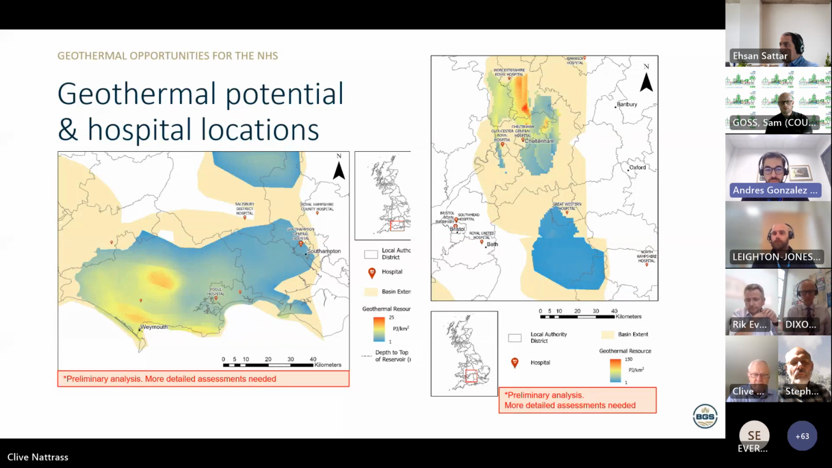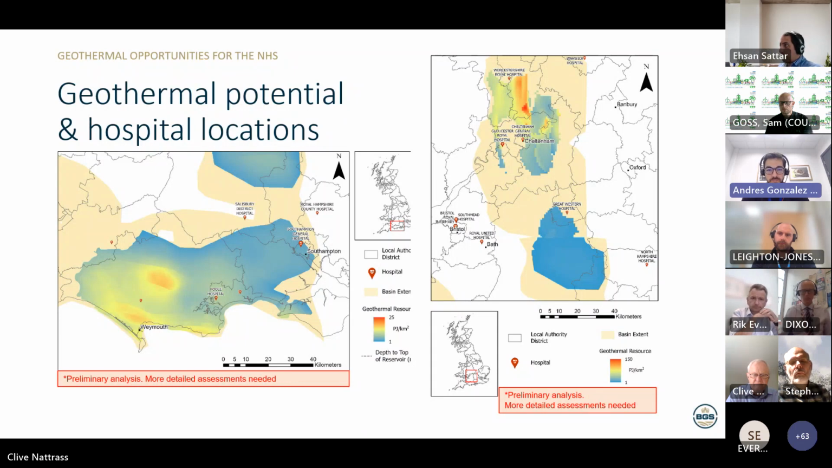So the resource is something that, yes, we have to assess in more detail, but the resource is there and it's been proven specifically for Southampton. So it's something that is there. And the same at the right, we have in yellow the extent of the Sherborne sandstone and the same estimates of the geothermal resource.